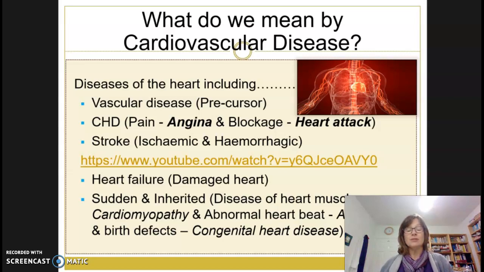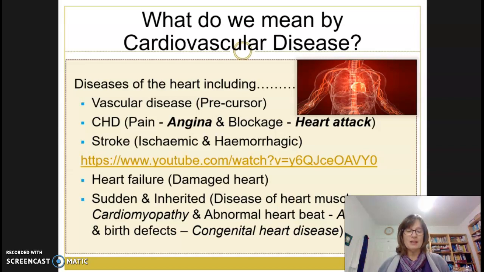So I've decided to give you an overview of cardiovascular disease by screencast because I think a lot of you, this will be very familiar stuff. You'll have done it in your undergraduate degrees. But also I want to allow more time to actually have some discussion about the practicalities in the session.